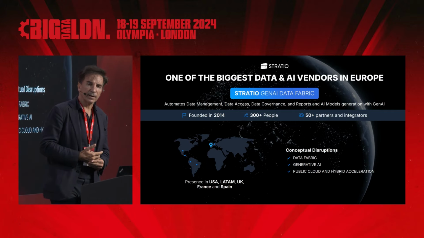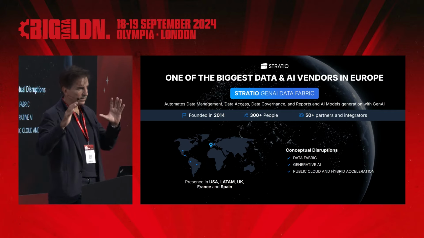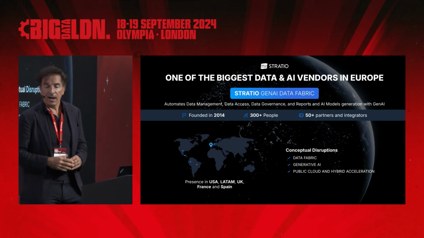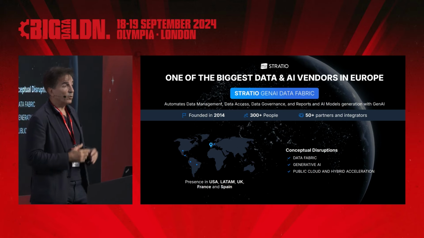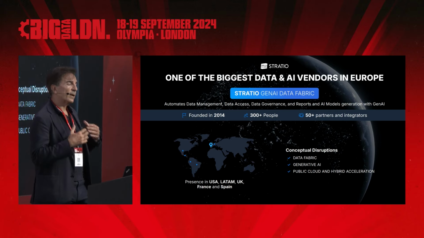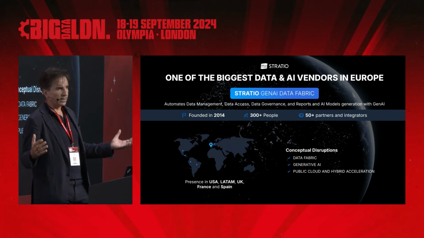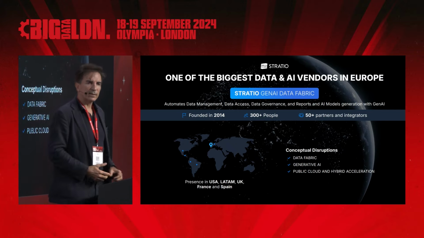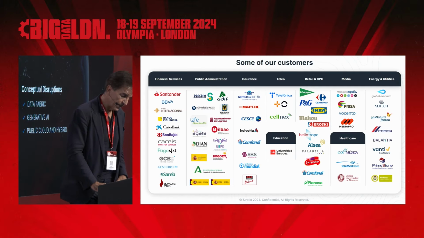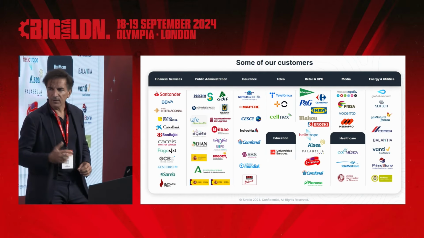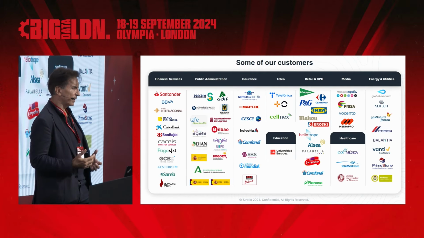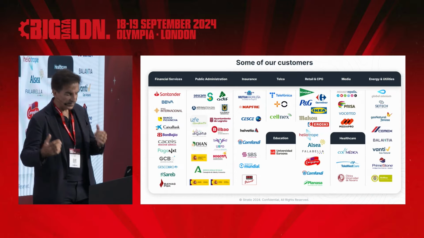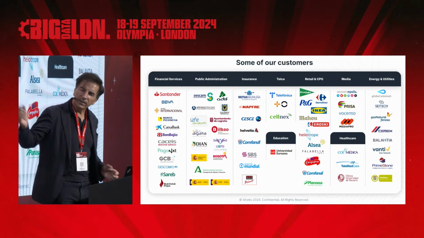Data has multiplied 1,000 times in the last 10 years. And then data management with people, in our opinion, is not possible any longer. So I will try to explain how to solve it and how to make it possible. So we work with some of the biggest companies worldwide, some of the biggest banks, telecom companies, retails.